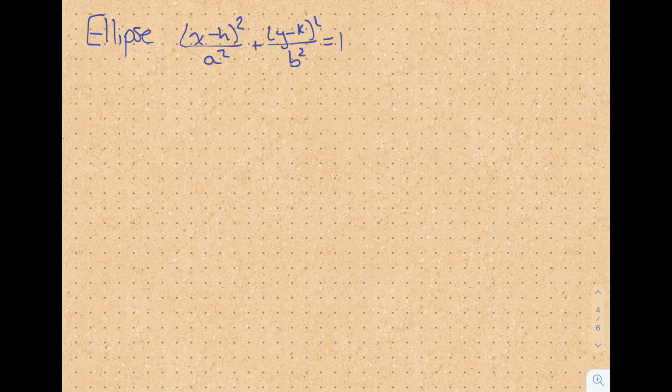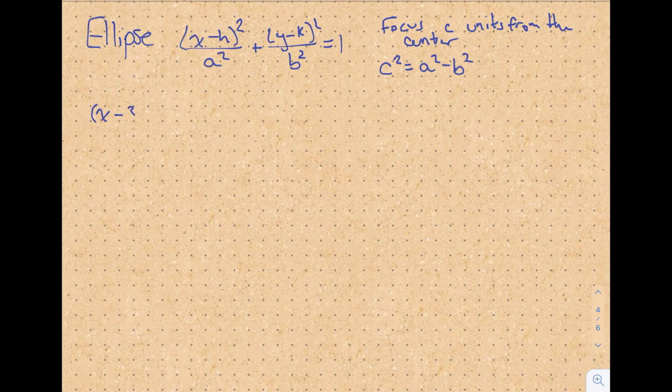We'll graph an ellipse, and then we'll identify all of the parts. So this a squared is our radius in the x direction, and this b squared is the radius in the y direction. And to find where the two focal points are, they are c units away from our center, and it's always along the major axis. We can find c using the equation c squared equals a squared minus b squared. So we'll look at the equation of an ellipse, graph it, and identify all of the parts.